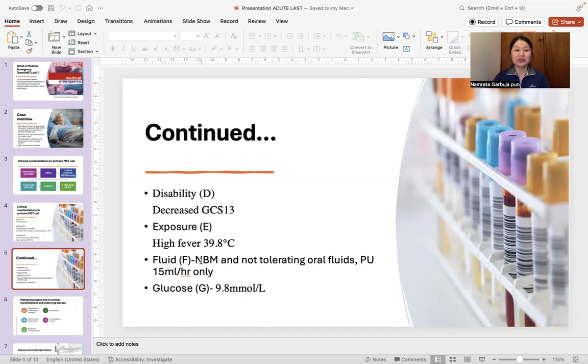Talking about fluid, she's not tolerating any oral fluids. That's the reason she's nil by mouth at the moment. She is passing urine only 50 ml per hour, which shows that she is dehydrated. Her glucose level is 9.8 mmol per liter, which is slightly high.